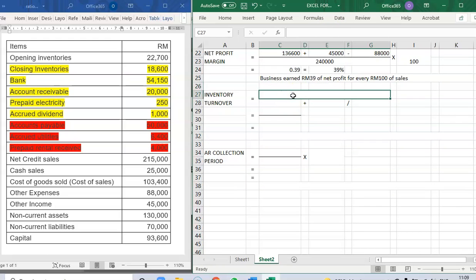Next is how to calculate the inventory turnover. The formula for inventory turnover is the cost of sales or cost of goods sold divided with the average inventory. So your data has been given, the cost of sales is 130,400. For the average inventory, you must have the opening inventory, that is 22,700, and the closing inventory, that is 18,600.